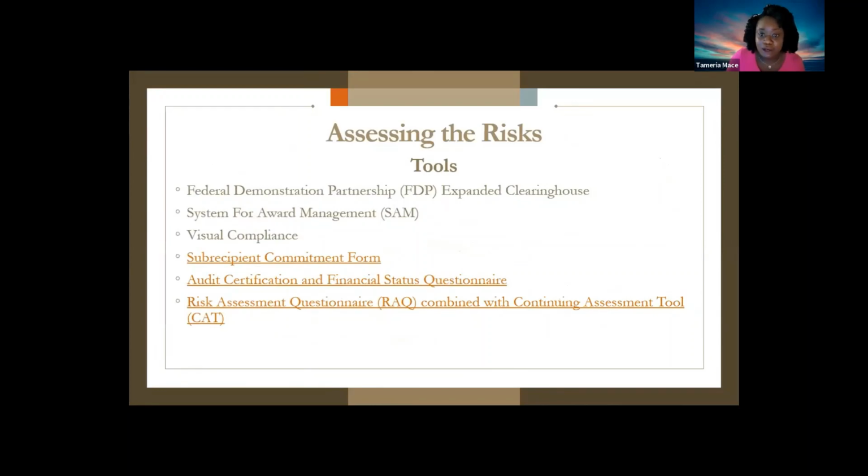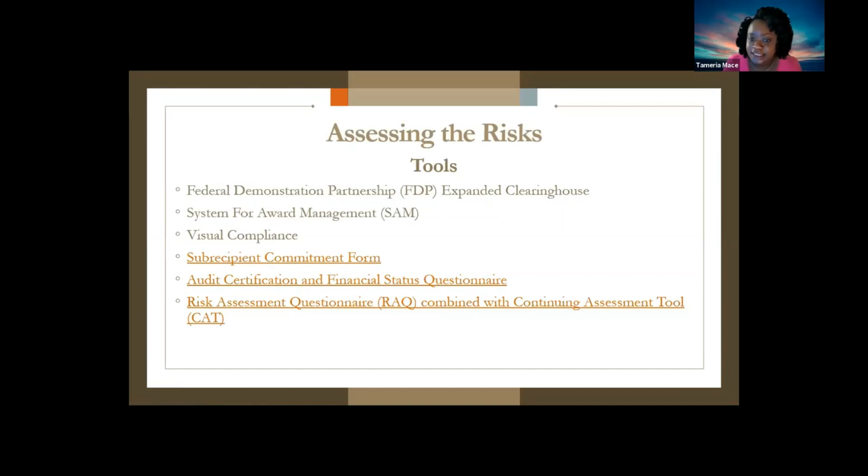On this slide, we just want to talk about some of the tools that we find helpful in actually assessing the risk of our subrecipients. We are part of the FDP, the Federal Demonstration Partnership, which is great, and I would encourage institutions that are not part of this clearinghouse to definitely join. It definitely helps with the administrative burden of collecting all of that audit documentation. So we do love it, and we do use that.